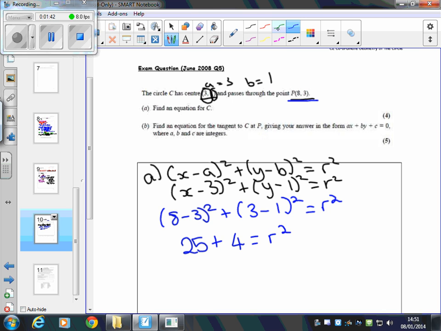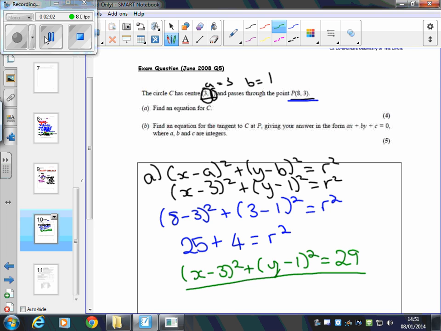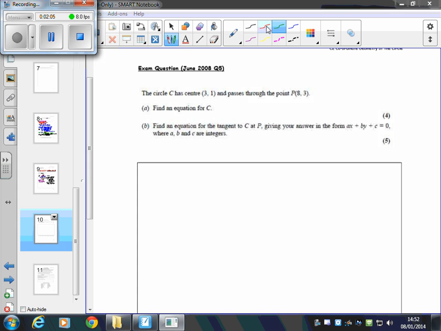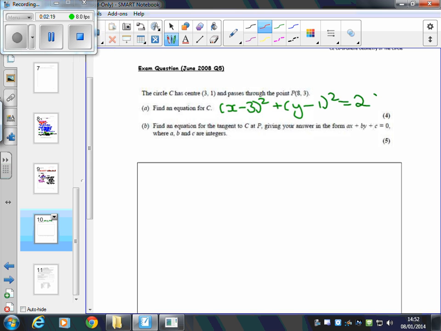So that gives us the equation of the circle (x minus 3) squared plus (y minus 1) squared equals 25 plus 4, which is 29. So again, our final answer for part A was (x minus 3) squared plus (y minus 1) squared equals 29.